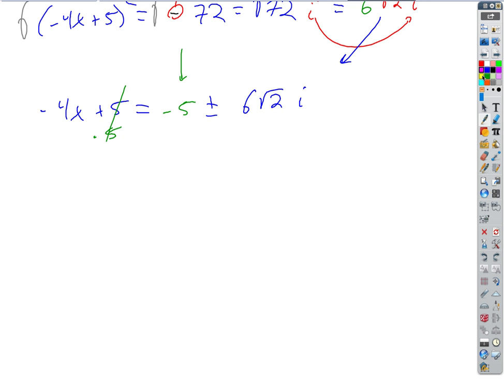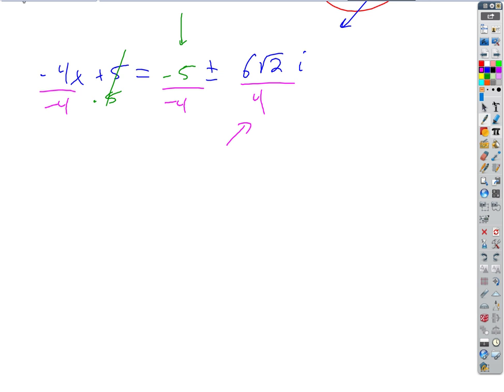So when I divide by negative 4, what goes here? 4, because it's the plus or minus term, so I don't put the negative, right? Just make it positive. And simplify, and we're done. x equals negative 5 over negative 4 is positive 5/4 plus or minus 6 over 4 reduces to what? 3 over 2. So on the top I get 3 radical 2. On the bottom I get 2 times i.